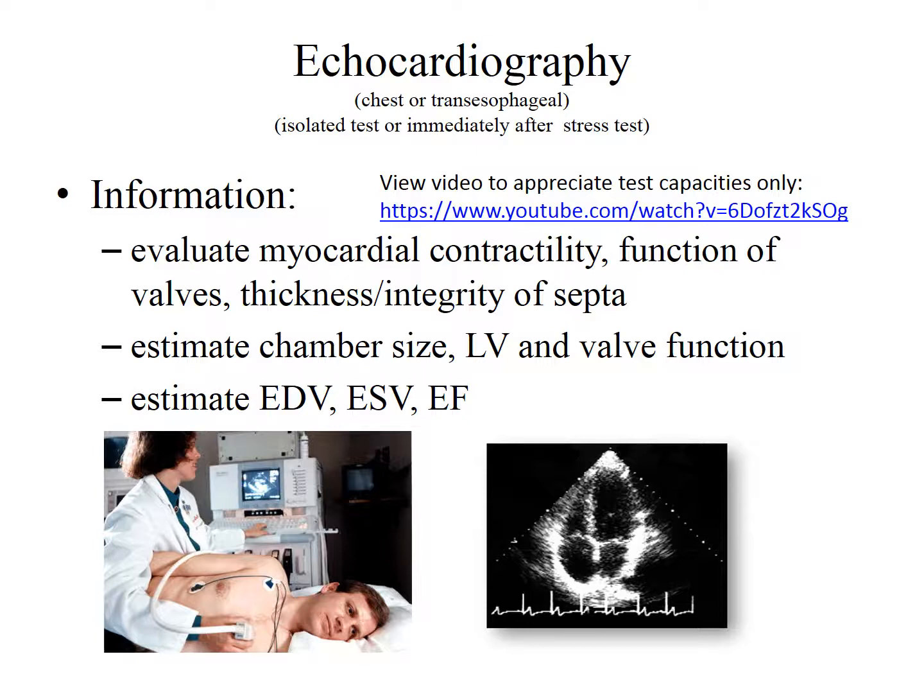Tilting of the transducer at various angles allows the examiner to evaluate several aspects of heart function, including the size of the chambers, the thickness and integrity of the septa dividing the chambers, the contractility of the heart, along with the function of the valves and the function of the left ventricle. Estimates can also be made of end diastolic volume, end systolic volume, and ejection fraction.